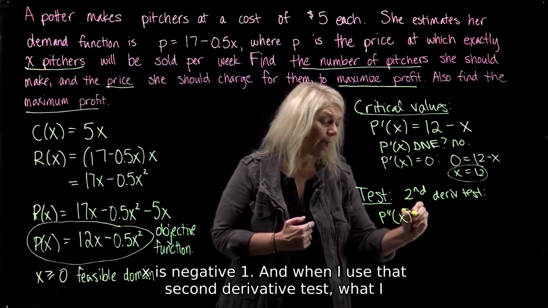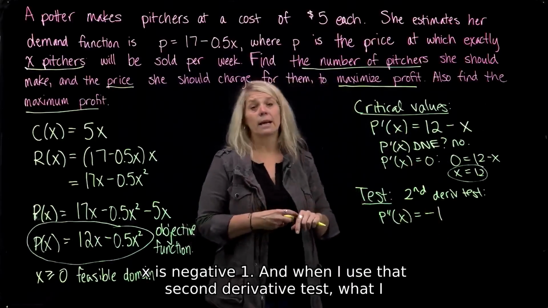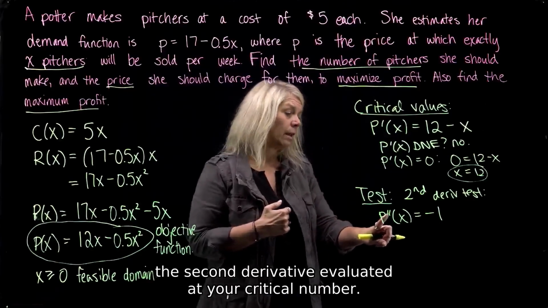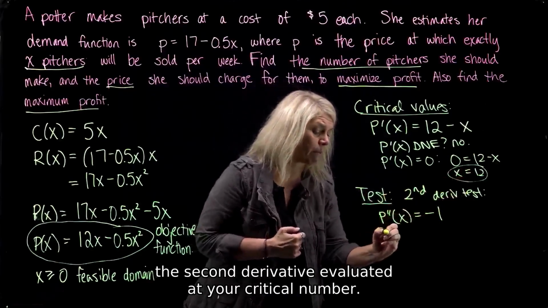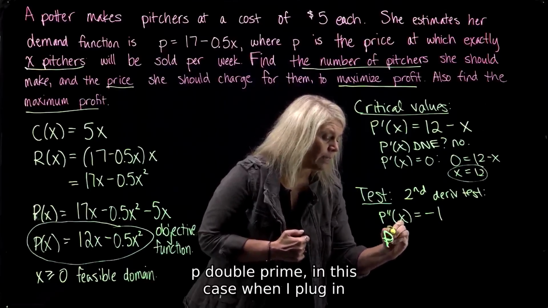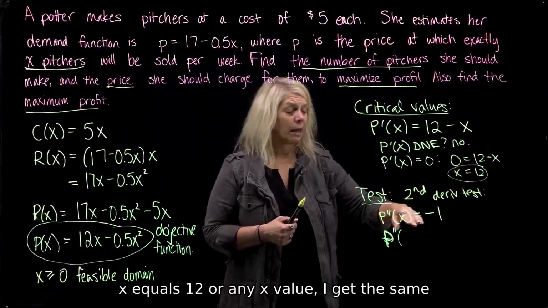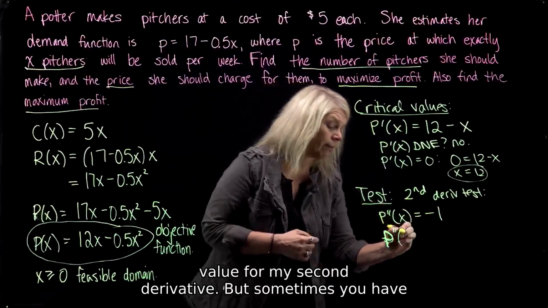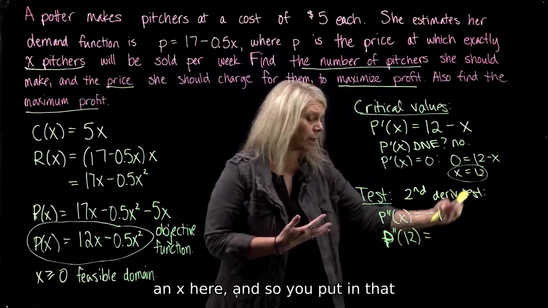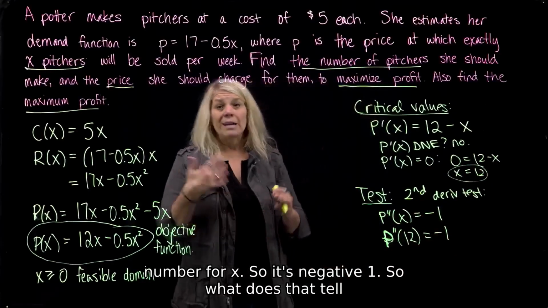P double prime of x is -1. And when I use that second derivative test, what I want to look at is the second derivative evaluated at your critical number. In this case, I almost wrote f there, p double prime. In this case, when I plug in x equals 12 or any x value, I get the same value for my second derivative. But sometimes you have an x here, and so you put in that number for x. So it's -1. So what does that tell me?